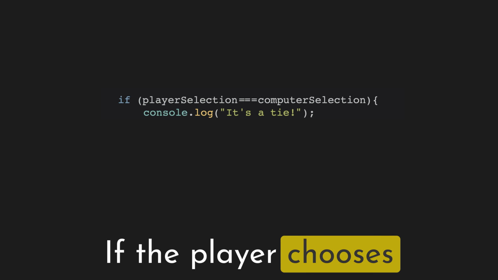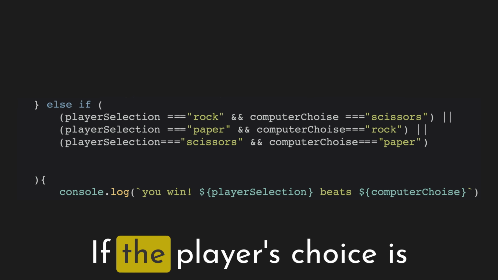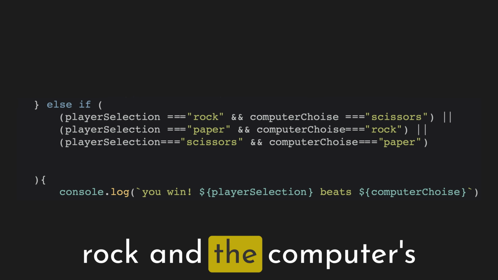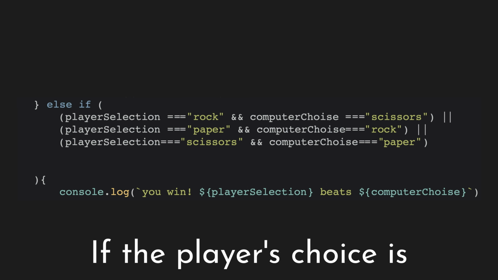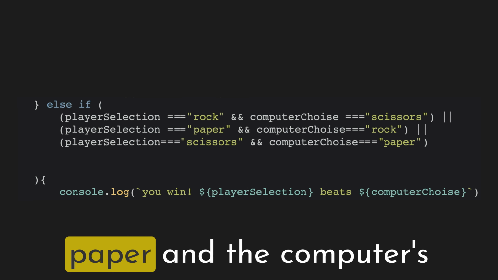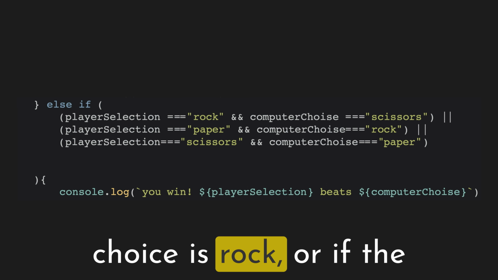Otherwise, the player will win in three conditions: if the player's choice is rock and the computer's choice is scissors, if the player's choice is paper and the computer's choice is rock, or if the player's choice is scissors and the computer's choice is paper. Otherwise, the computer wins. And that's it.